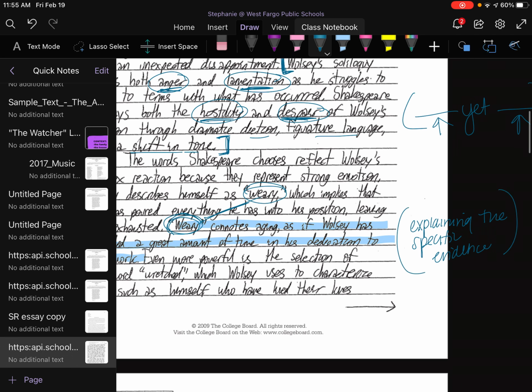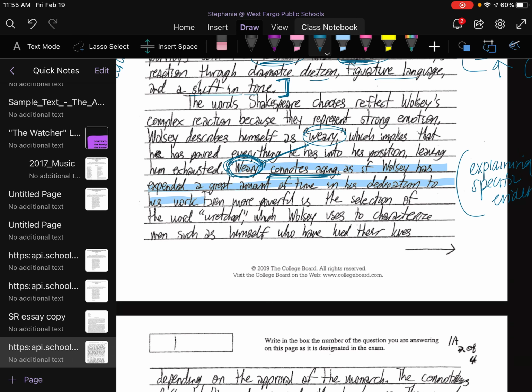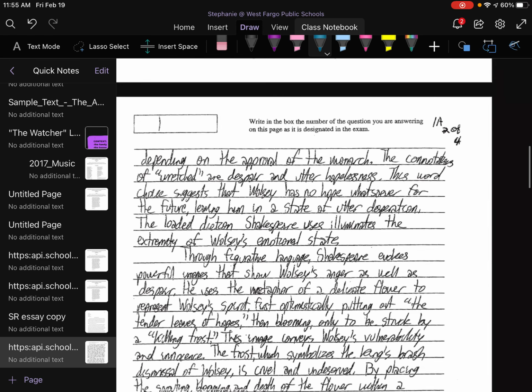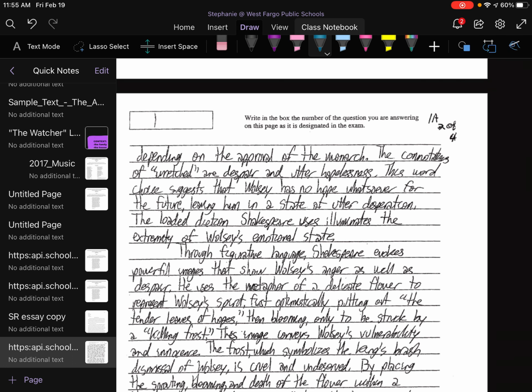So this is a great example of mastery commentary because it has a very specific explanation and link between the evidence and what that has to do with diction, which means word choice, connotation, denotation, right? Even more powerful is the selection of the word wretched which Wolsey uses to characterize men such as himself who have had their lives depending on the approval of the monarch. The connotations of wretched are despair and hopelessness.